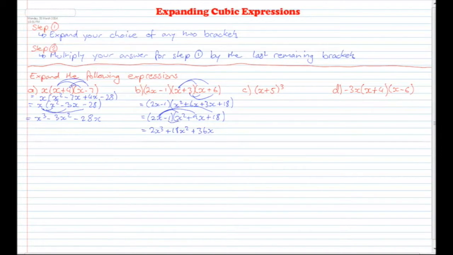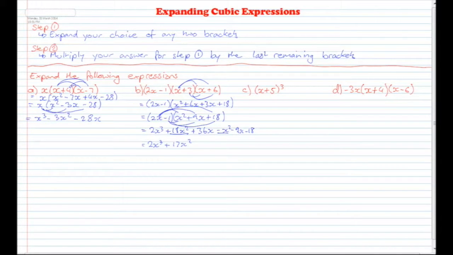Then you go negative 1 times x squared is minus x squared. Negative 1 times 9x is negative 9x. And negative 1 times 18 is negative 18. Alright, collecting like terms now, you go 2x cubed, 18x squared and negative x squared that you can see here and here, that's going to equal plus 17x squared.